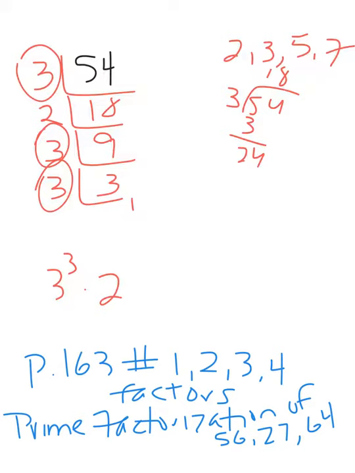For homework, I want you to do page 163, numbers 1 through 4, which are the factors. And then I want you to find the prime factorization of 56, 27, and 64.